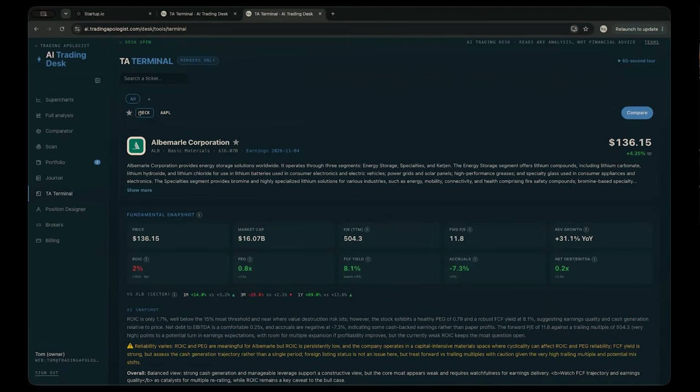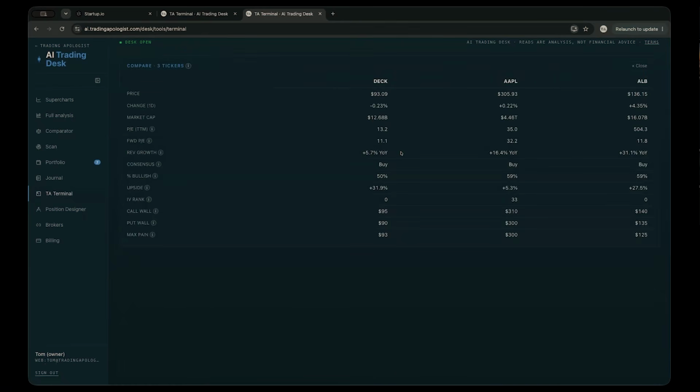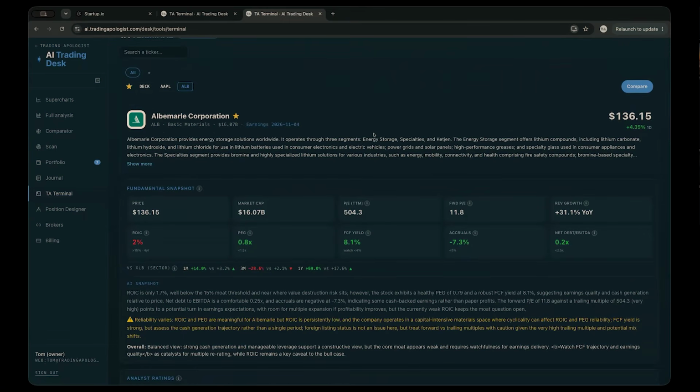And then if you want to save this, you can just hit star. And I've got a couple in my list here. And if you want to compare, these aren't really assets worth comparing because they're in completely different sectors. But if you had a bunch of semiconductor names, you could see all of their statistics lined up here. And actually, we need to fix this. At least the colors are off because we used to color these red or green if it's been bullish or bearish. But we will add that to the list. All right, so that is it for TA Terminal.